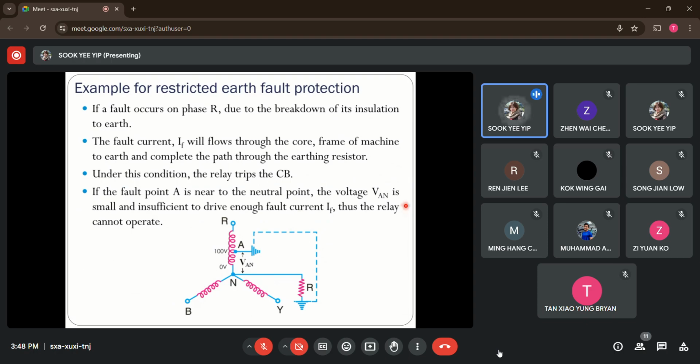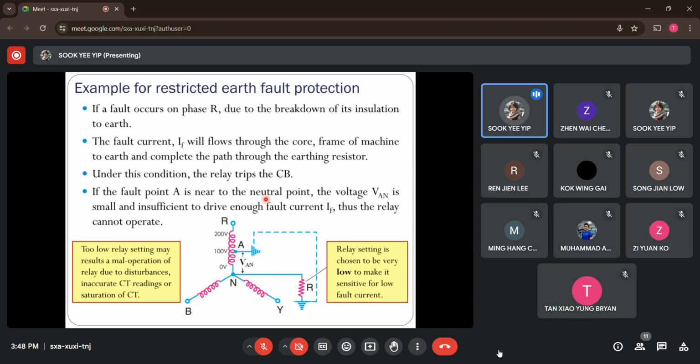So the relay might not be able to operate if the fault occurs nearer to the neutral point. With these numbers, you can see in this case at phase R, the voltage at the end of the stator winding is 200 volts, moved to half, it is reduced to 100. If, let's say, close to the neutral point, the voltage is 0 volts. So with these situations, the fault current value will actually change.